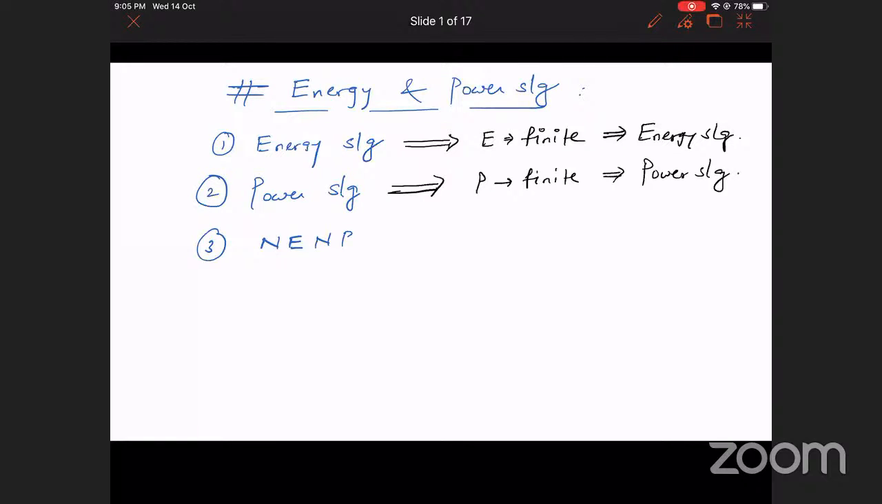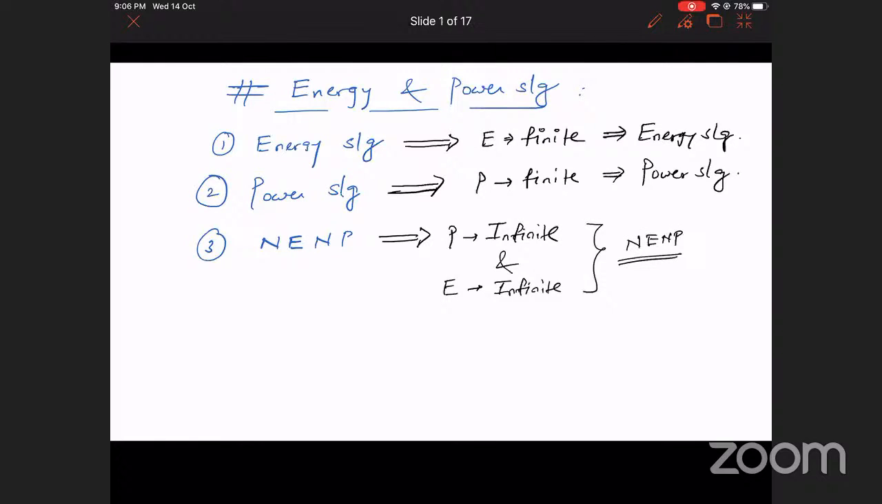And now let me come to the third type, that is neither energy nor power signal, in which you will always get energy infinite and power also infinite. So energy as well as power, if both of them are infinite, then this category occurs, that is neither energy nor power signal.